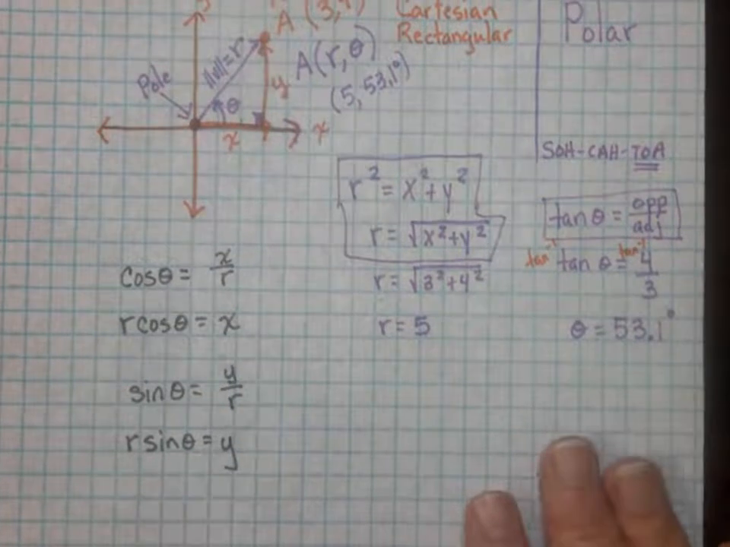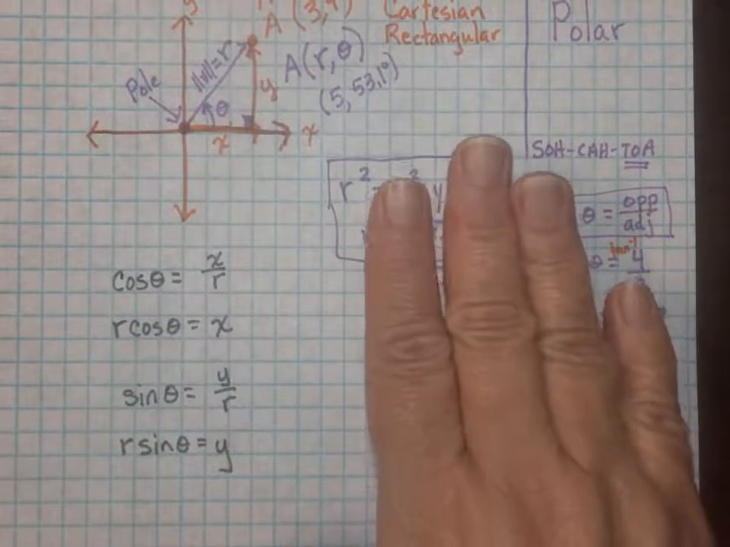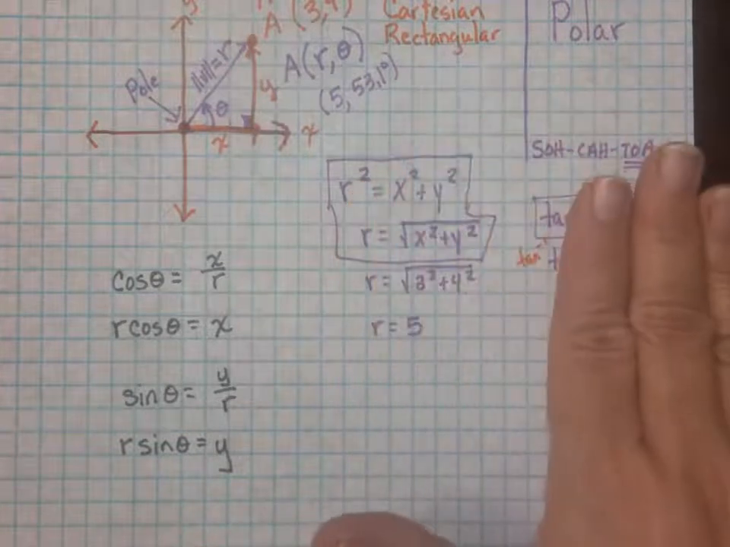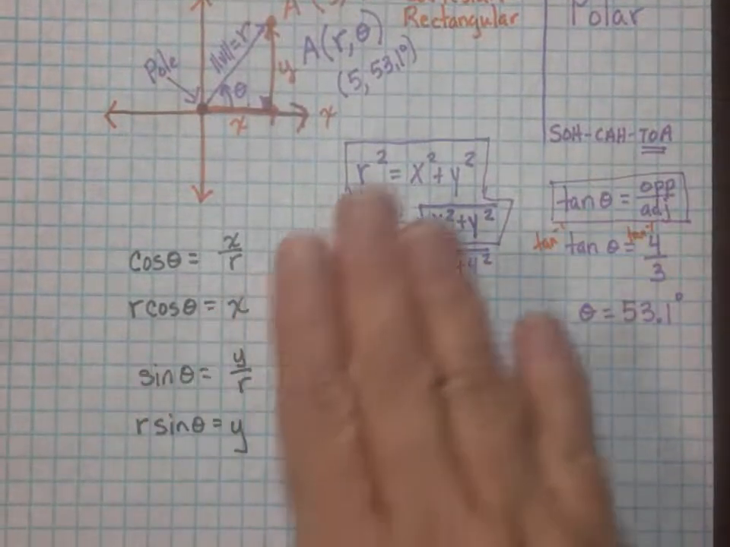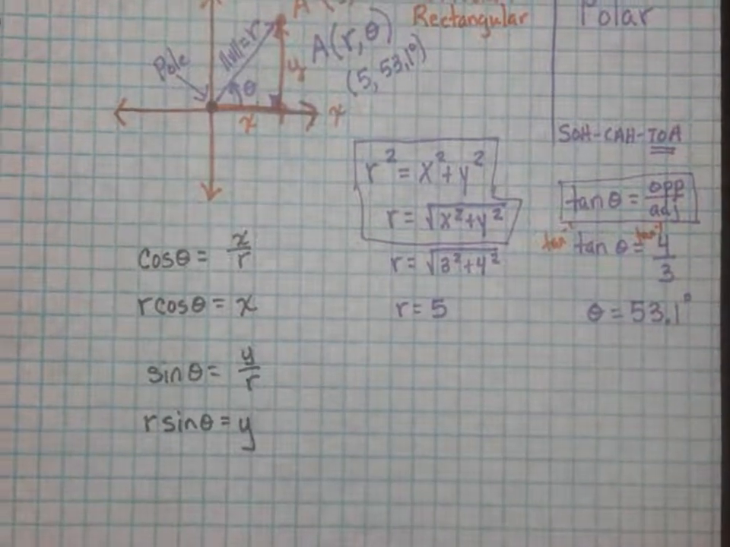Right, so that shows you how to convert. If you're starting with rectangular, you can convert over to polar. If you're starting with polar, you can convert back to rectangular.